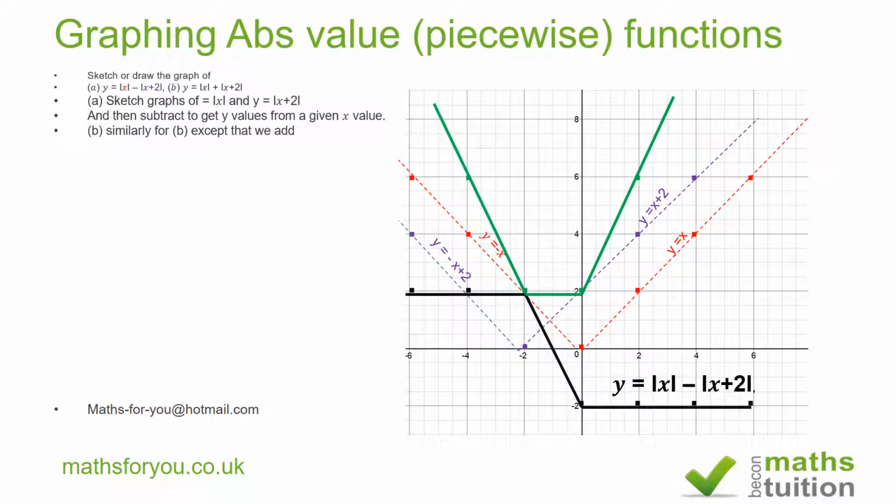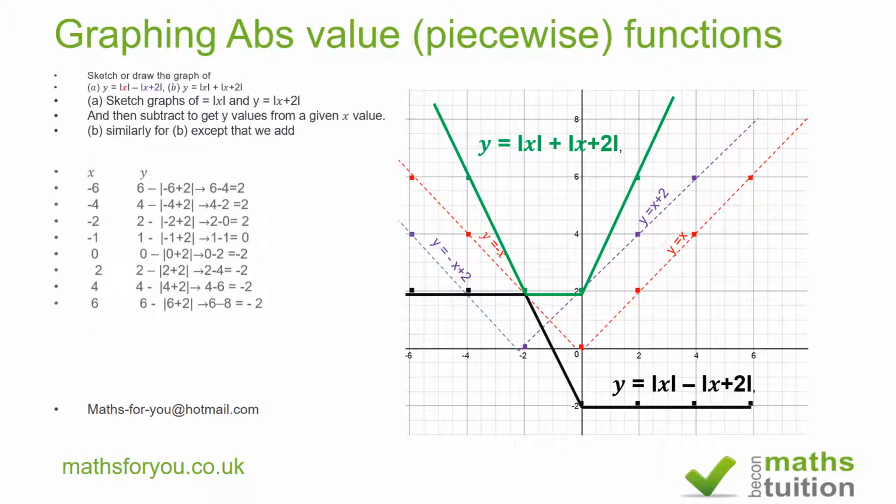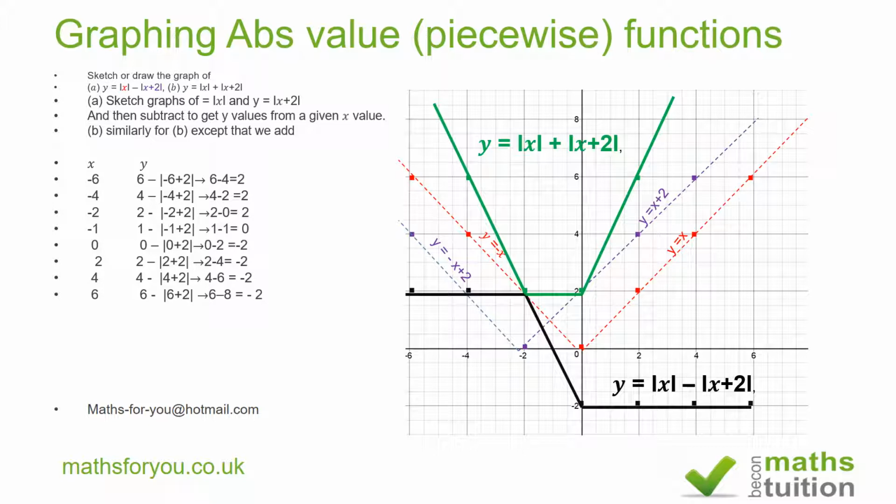Now, you can achieve the same result by creating an xy table like this one here. So when x is minus 6, y has got the value of 2. Because we're working in terms of absolute values, negative 6 becomes 6, and negative 6 plus 2 gives negative 4, which becomes 4 in absolute value terms, so we have 6 minus 4, and that will give me 2 there. Okay, I hope I'm making sense.